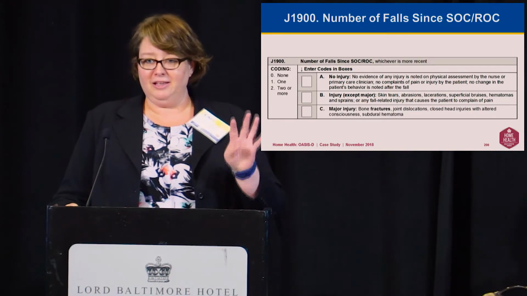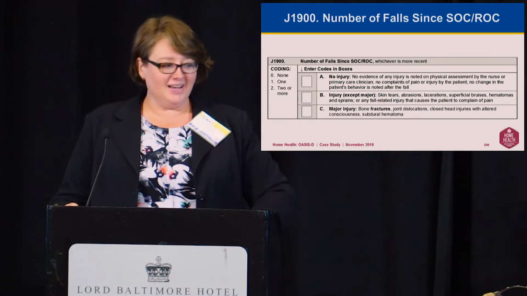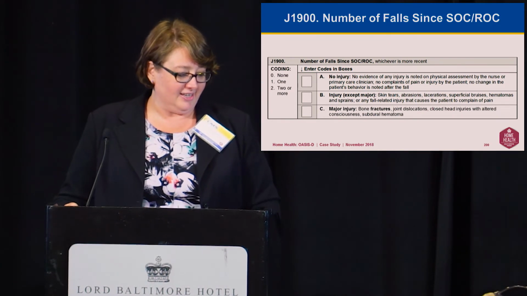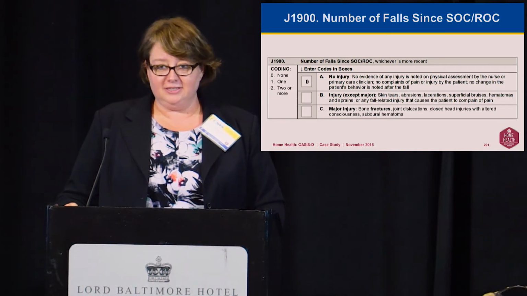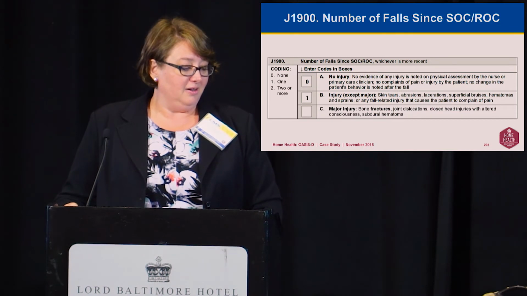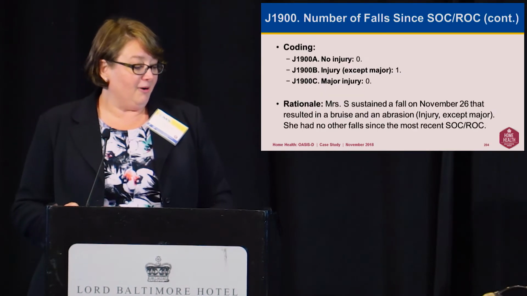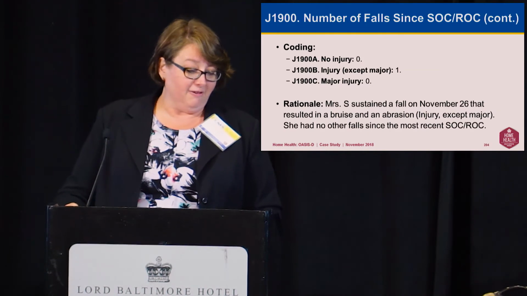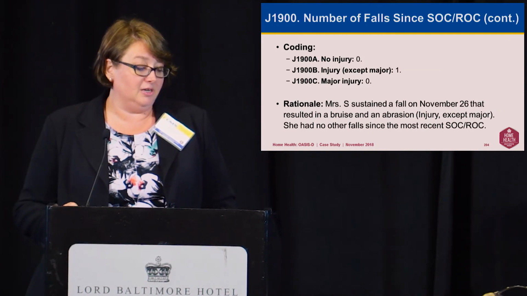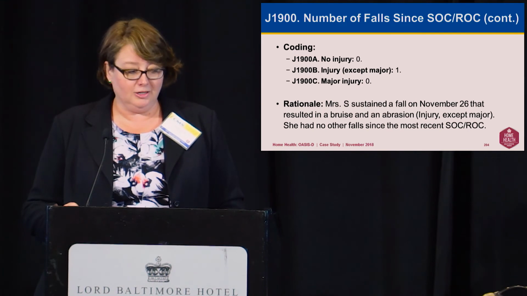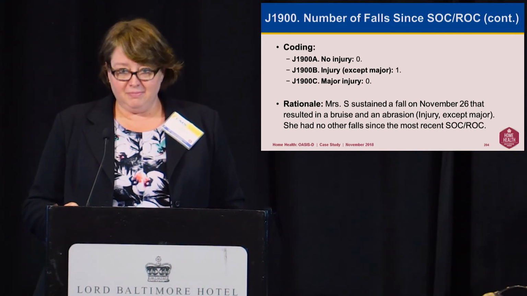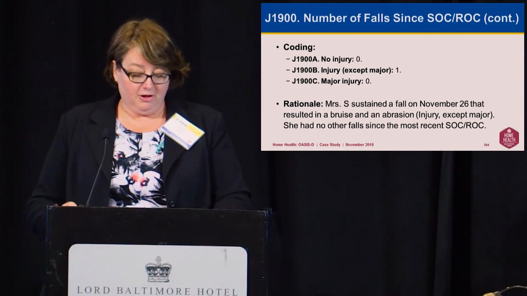Okay, and what about J1900, the number of falls since admission? So remember, we're coding how many boxes? 3 boxes, right, good. Okay, so let's take a look. For no injury, we've got 0, 1, 0, good. And the rationale is that Mrs. S did sustain a fall on November 26th that resulted in a bruise and abrasion, which we would call injury except major, right? And she had no other falls.